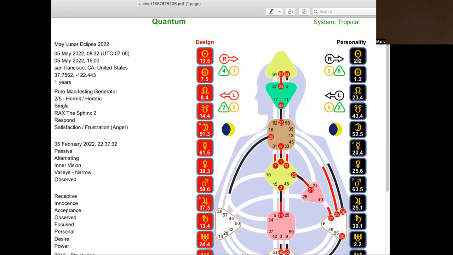this particular chart shows that the sun was sitting in hexagram gate 2, line 2. And so this person's solar essence would be embodied with this yin energy of the second hexagram. The first hexagram in human design represents the strongest yang force, while the second hexagram in human design, or in I Ching, represents yin energy.